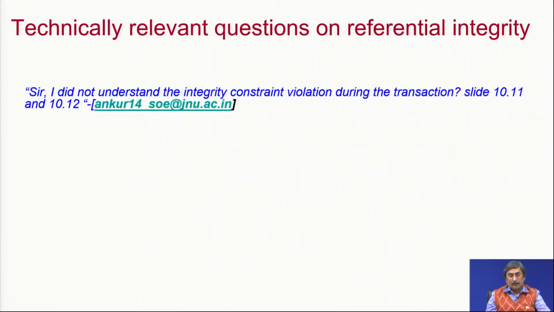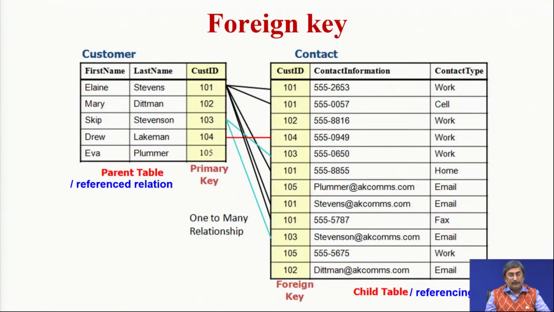Somebody asked me about 10.11 and 10.12, Ankur 14, and the question is basically about referential integrity and the concept of foreign key. So, I chose to use an example to talk about it, a question about it. I will show you an example here.